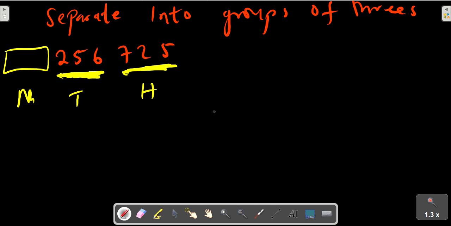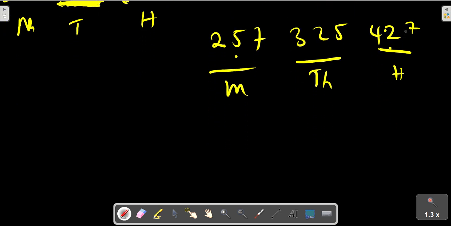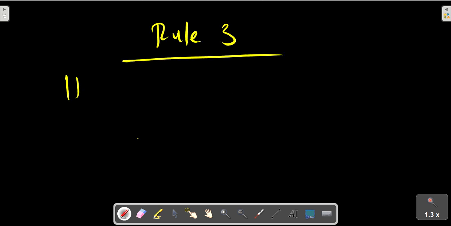Okay. Now let's go on to larger numbers. We could have something such as 257,325,427. These are the three groups: millions, thousands, and hundreds. So it's going to be 257,325,427.